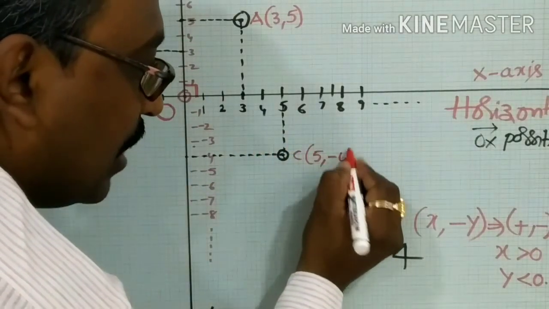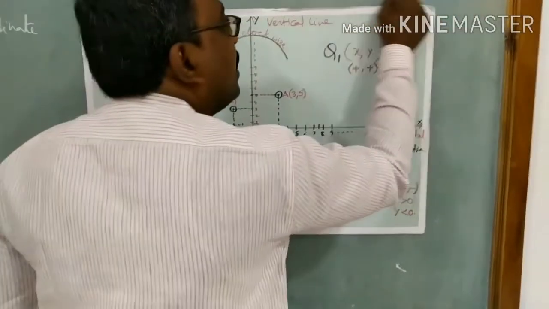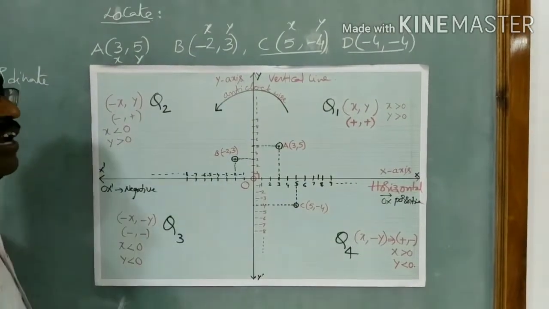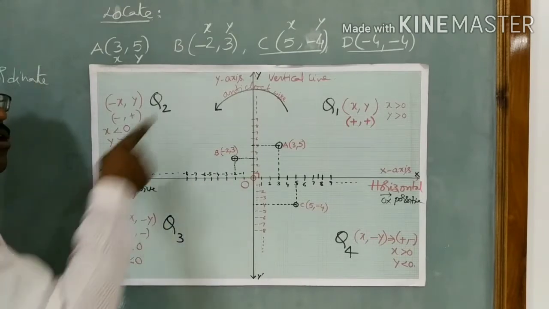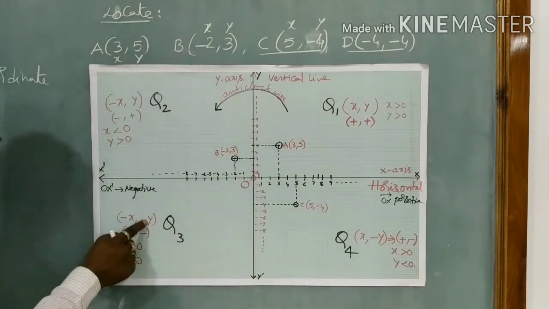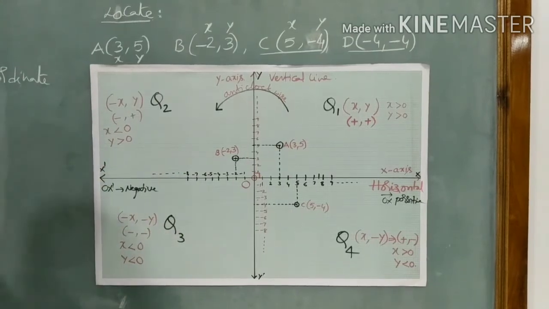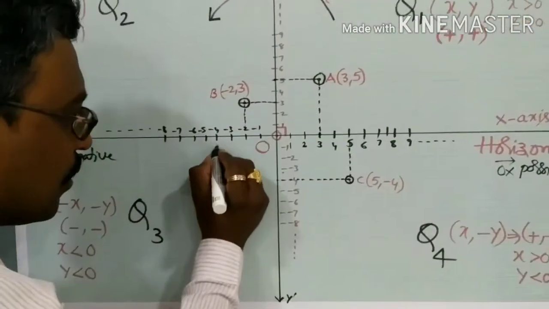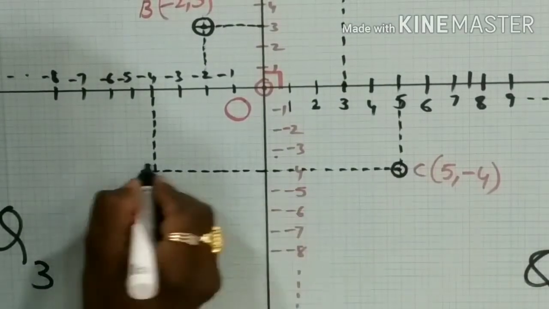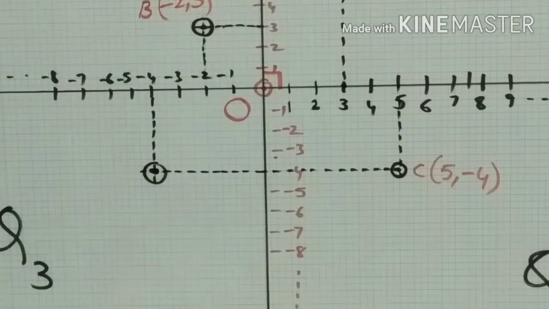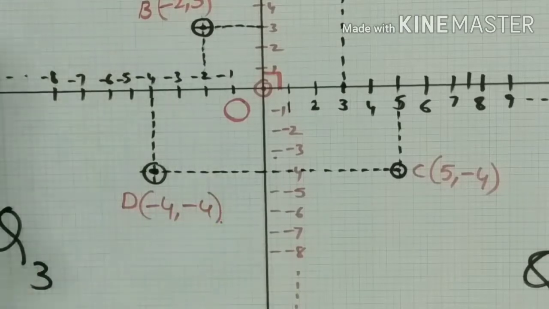(5, minus 4). Now the last point D, (minus 4, minus 4). X is minus 4. Y is minus 4. X is on the negative axis. Y is on the negative axis. Both are minus. So the point D (minus 4, minus 4) will lie in the third quadrant. So minus 4, and here it is minus 4. So this is the point D, (minus 4, minus 4).